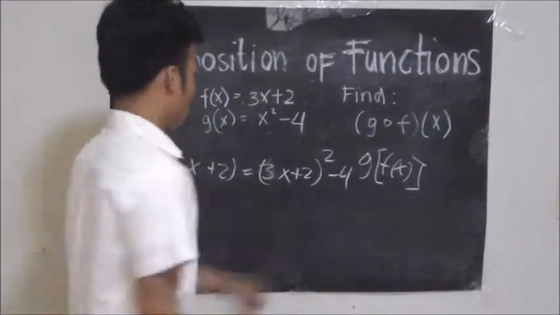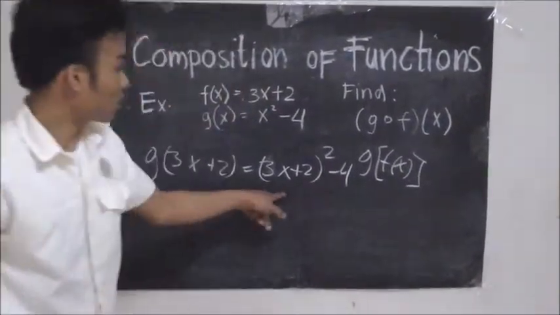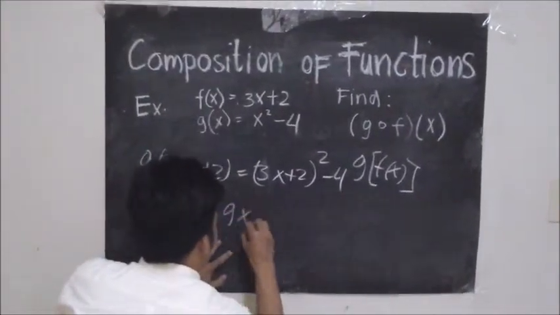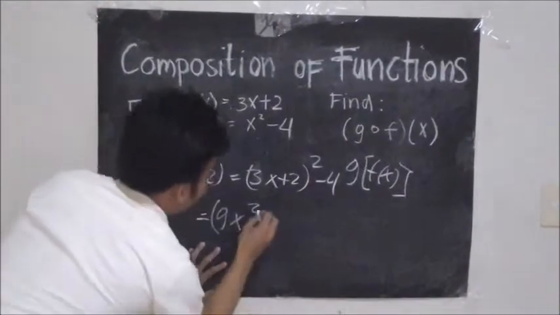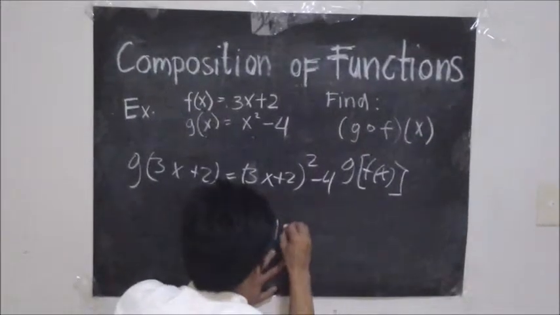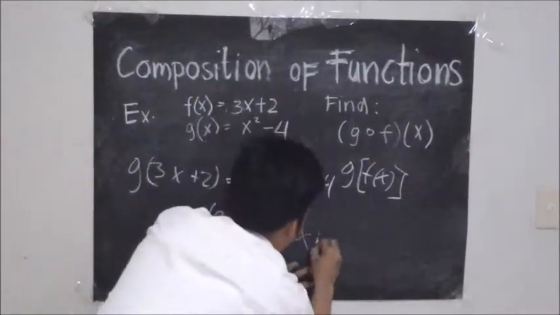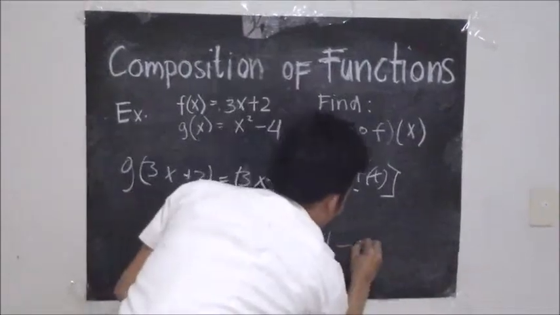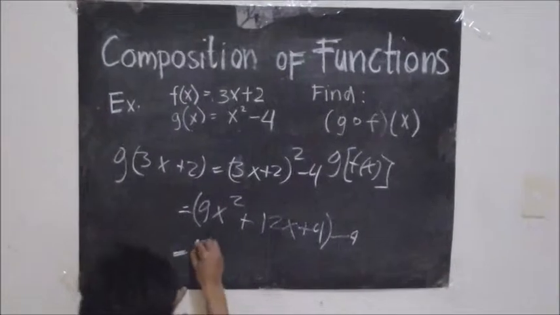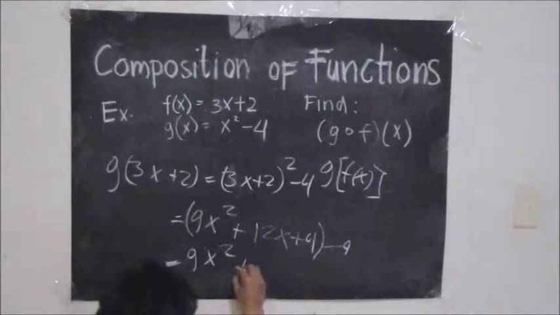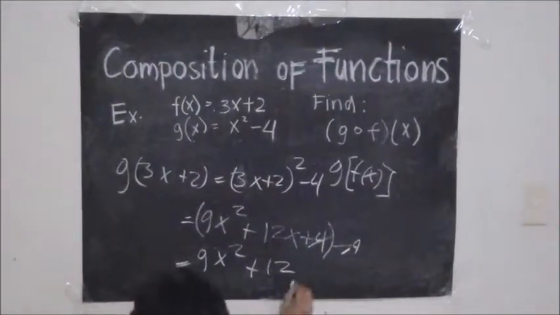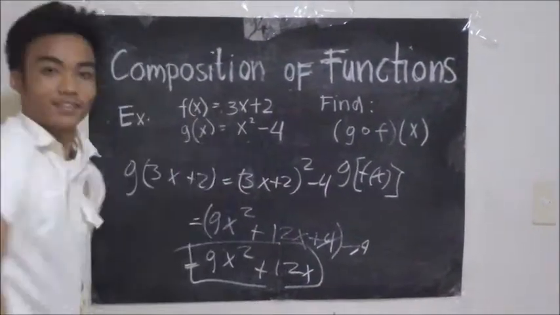Then manipulate it. We will use the square of binomials, and this is 9x squared plus 3x times 2 times 2, this is 12x, plus 4. Then minus 4. So this is 9x squared plus 12x. The 4s cancel, then 0. This is the final answer.